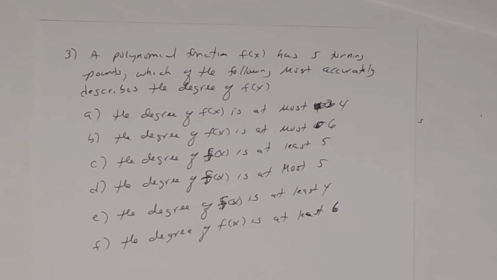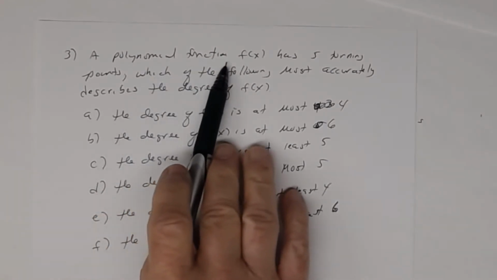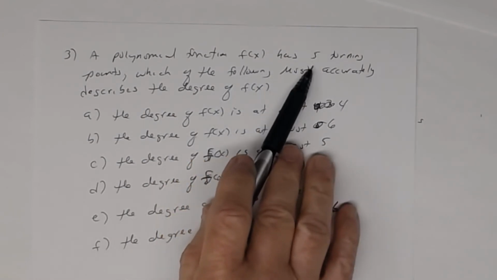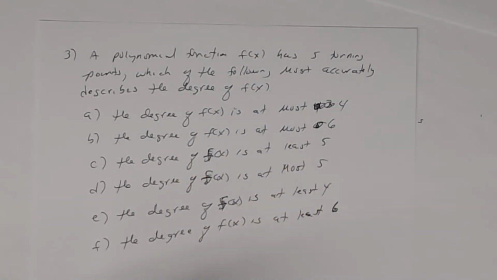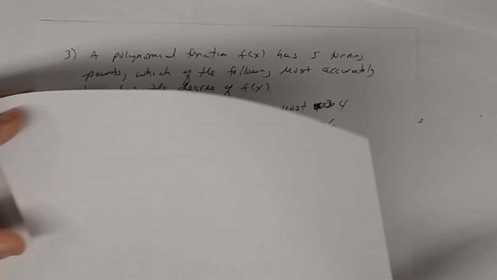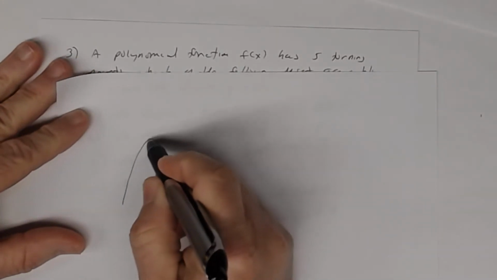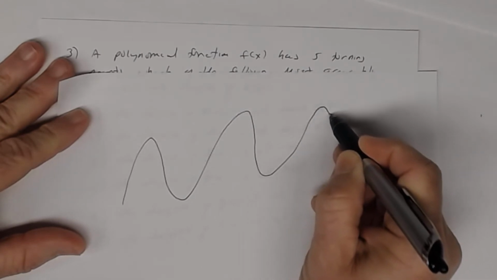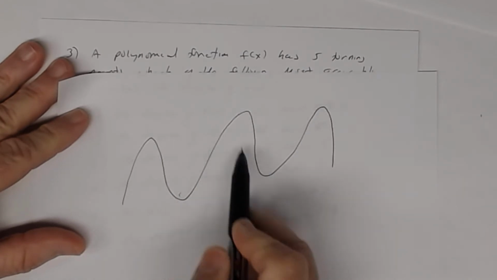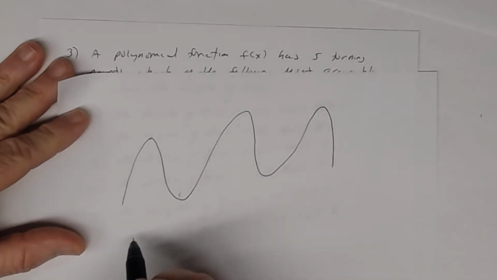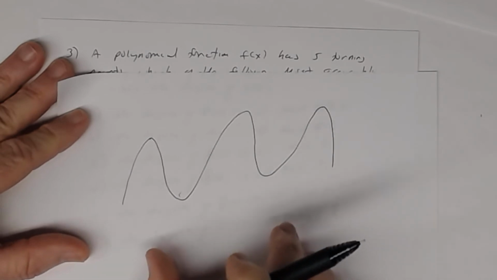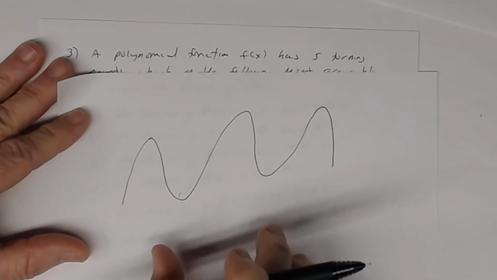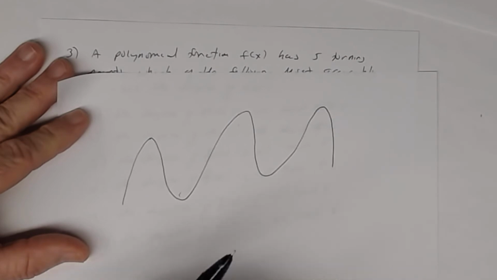All right, let's look at this now. This time we're talking about turning points. So a polynomial function, f of x, has 5 turning points. All right, so we have 5 turning points. So something like this. 1, 2, 3, 4, 5. So 5 turning points. And I want to know what could be the degree of this polynomial?